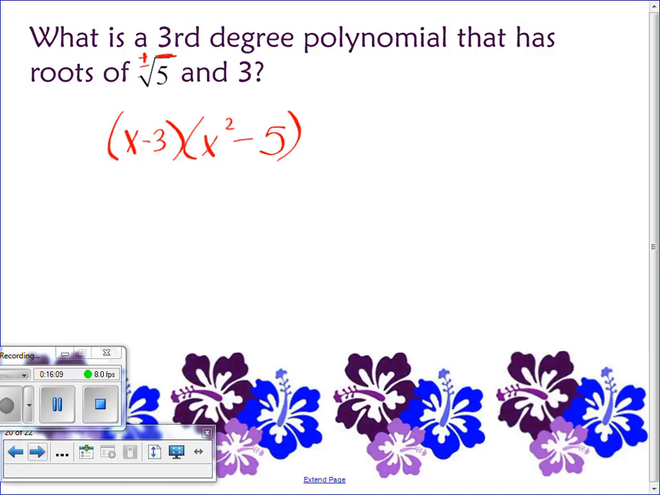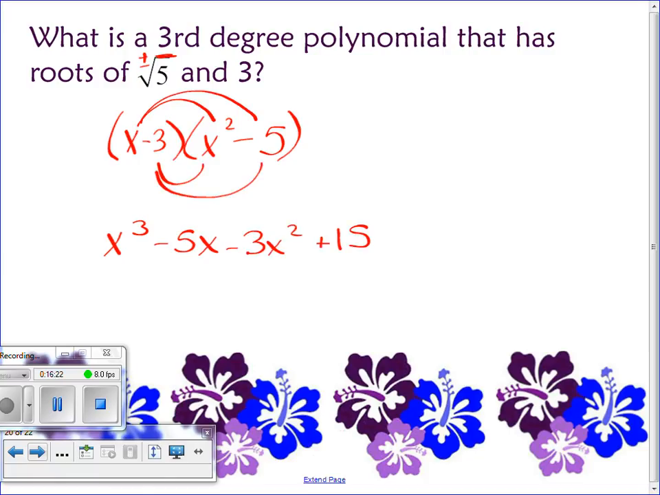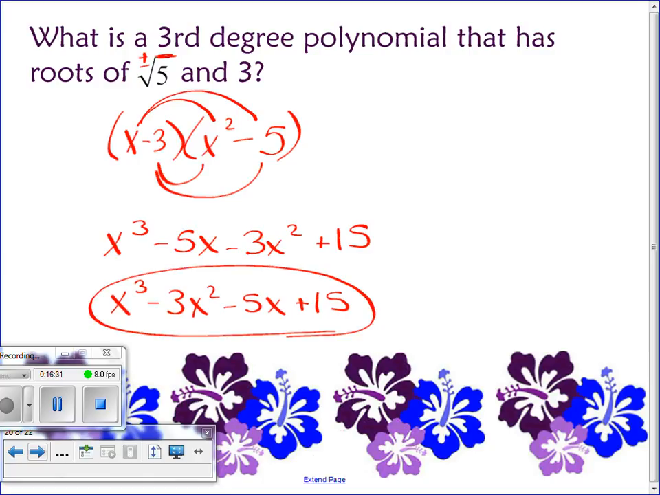All right, and then we're going to multiply. So we get... Good. So x cubed minus 3x squared minus 5x plus 15. Yep. Honestly, the hardest part is just remembering how to set it in the parentheses. If you're good with that, then yeah, we know how to do this.